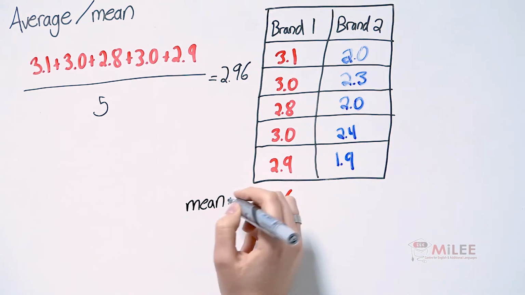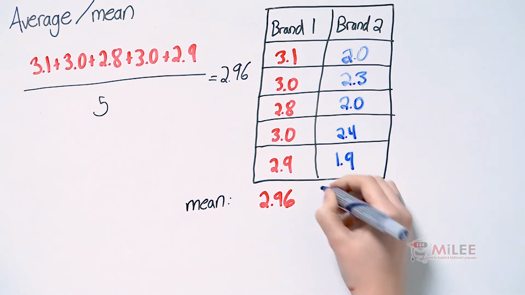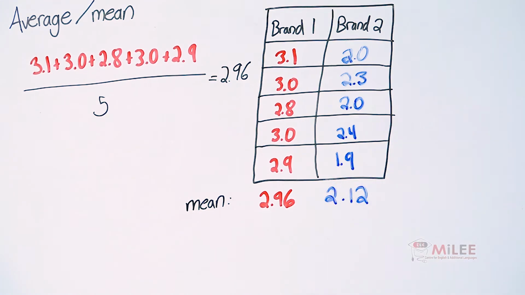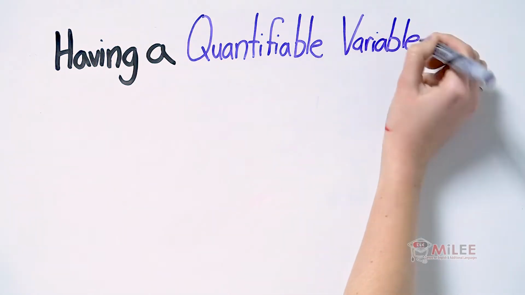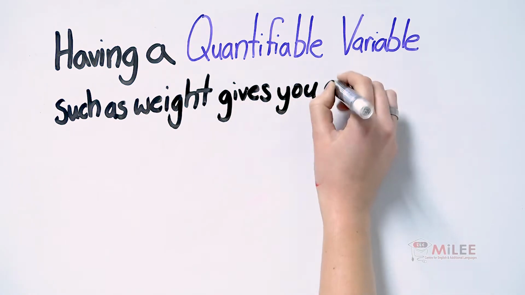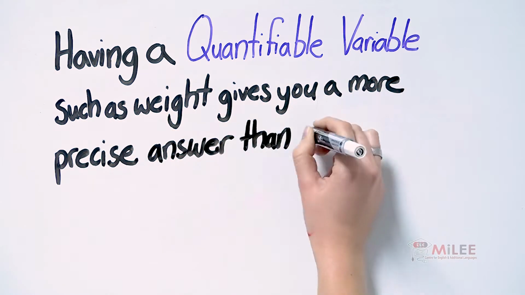You might find that the brand 1 gummy bears have a larger mean weight than the brand 2 gummy bears. So you could buy brand 1, knowing that you're getting more gummy by weight. Having a quantifiable variable, such as weight, gives you a more precise answer than generally asking which brand is best.